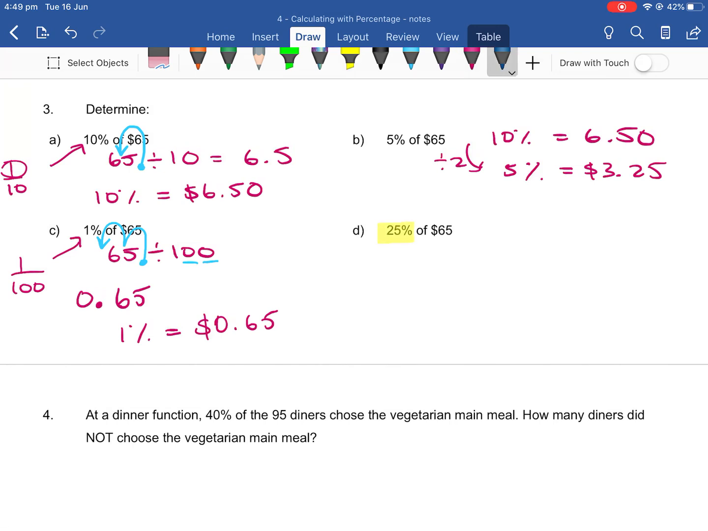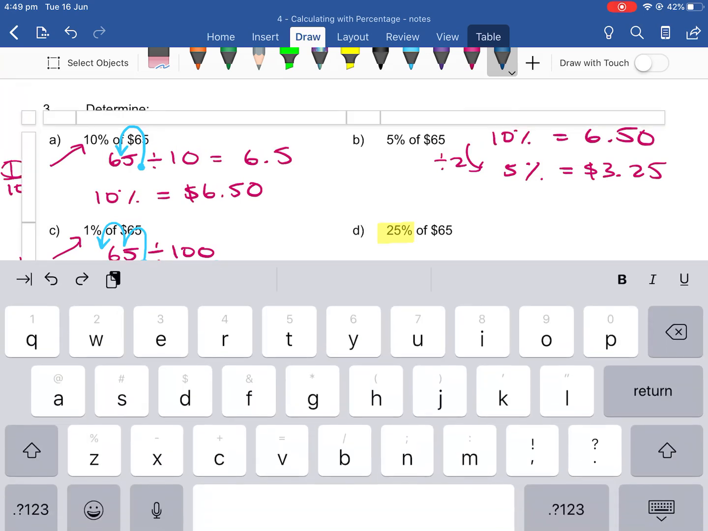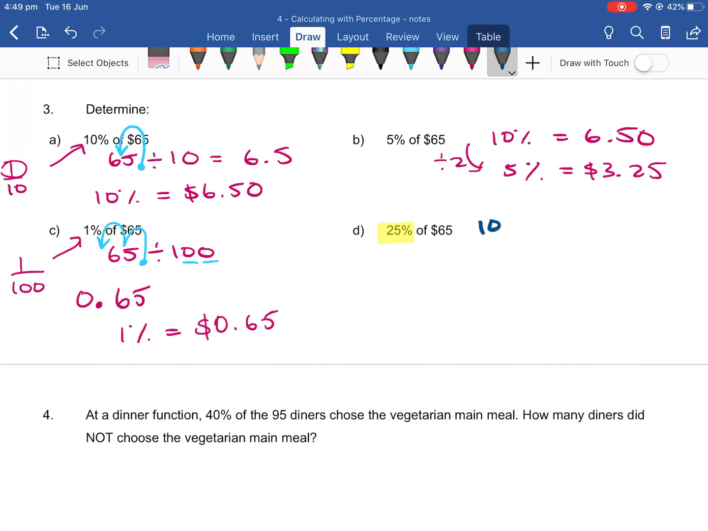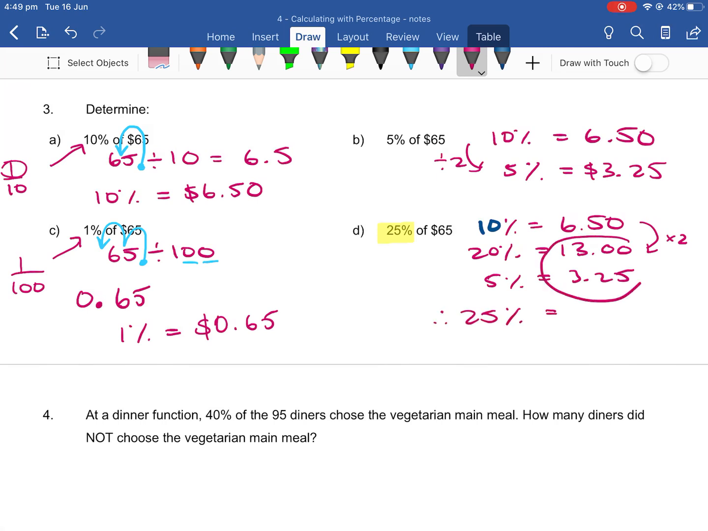Let's try 25%. Well, 25% is made up of 2 lots of 10% plus a 5%. So 10%, we know is $6.50. So 20% is going to be double that. So we're going to times this by 2. So that will be $13. And we know 5% is $3.25. So 25% is going to be adding these two together to get $16.25.